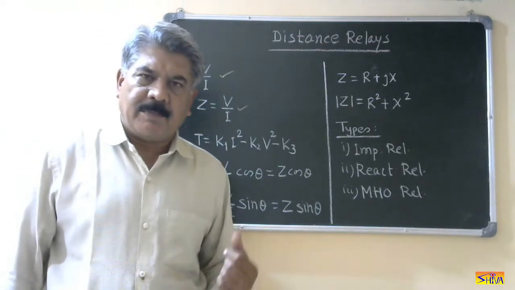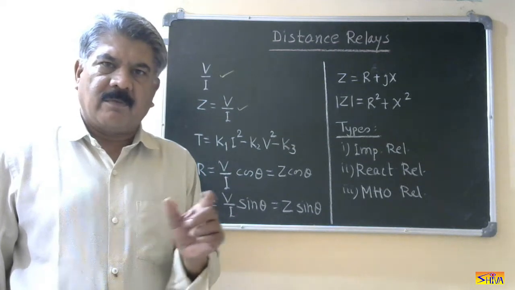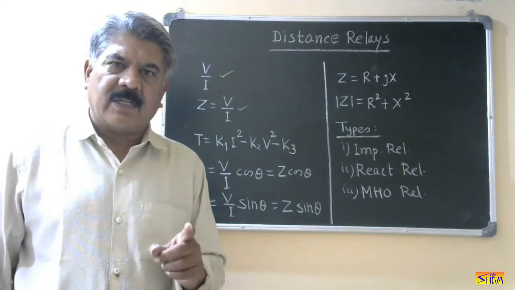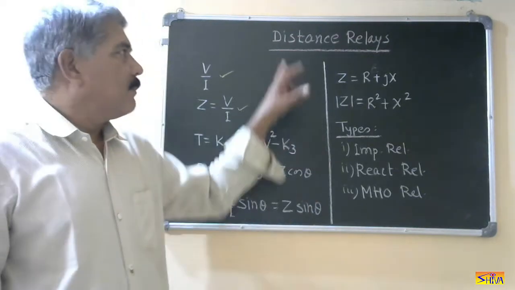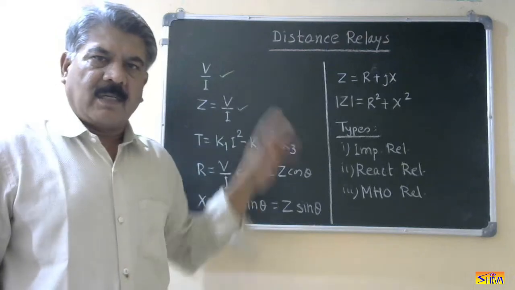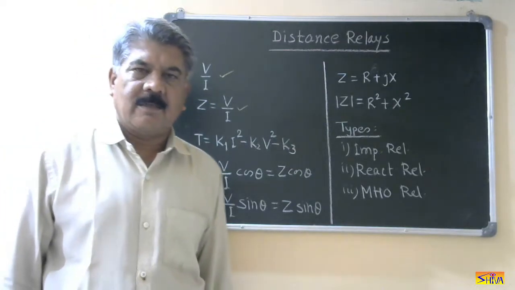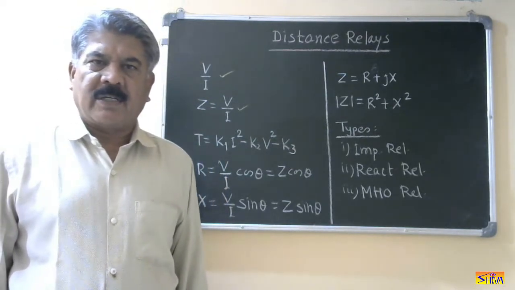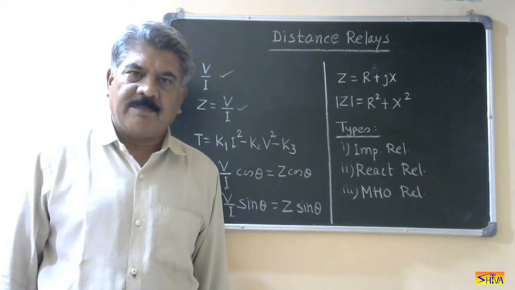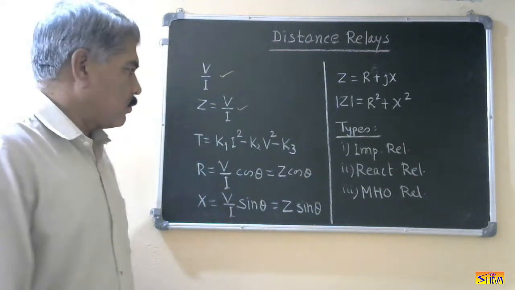Now, when we consider the impedance from the relay location up to the fault point, it is the measure of distance from relay location up to the fault point. Therefore, the name of these relays is distance relays. This is non-unit type of protection. Differential relay was unit type of protection, therefore it was not able to provide the backup protection. This is non-unit type of protection, so it can be used as backup protection also.